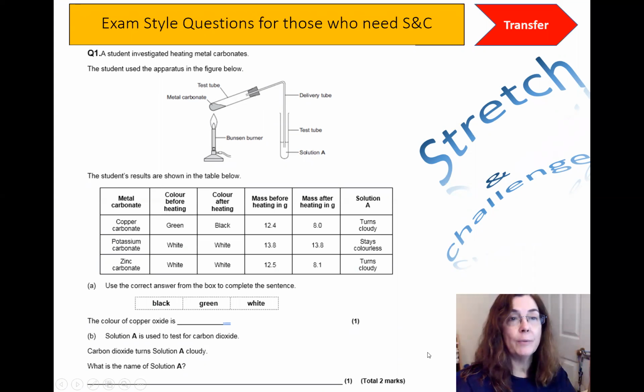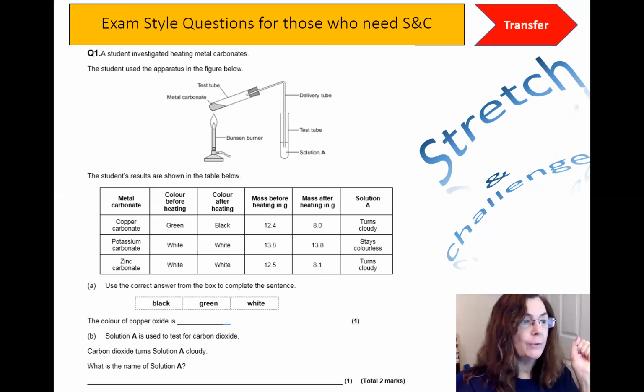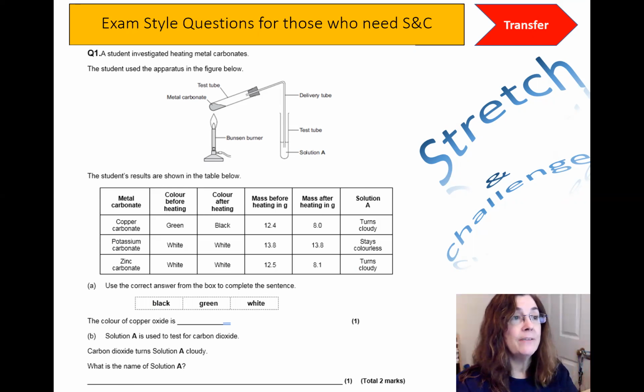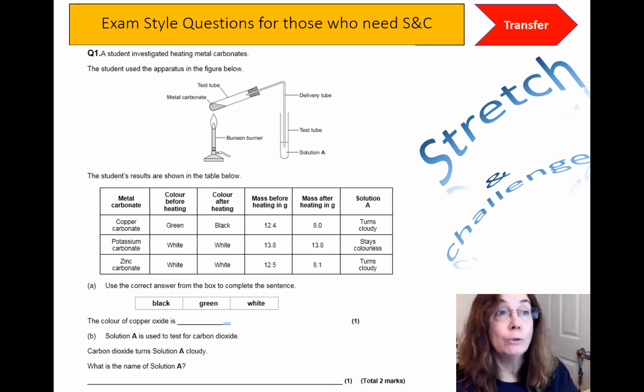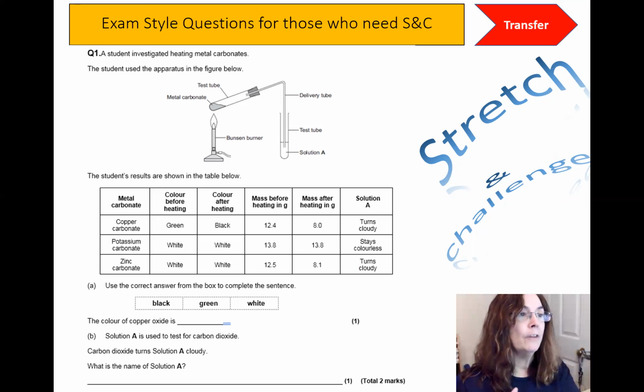Okay, I'd like you to have a go at this 2-mark exam style question. So you can see the questions A and B here, so you can write those in your book. But we're looking at a student investigating metal carbonates. You can see in the diagram that the metal carbonate is being heated, and whatever is being given off is being bubbled through a solution A. The student's results are in that table.